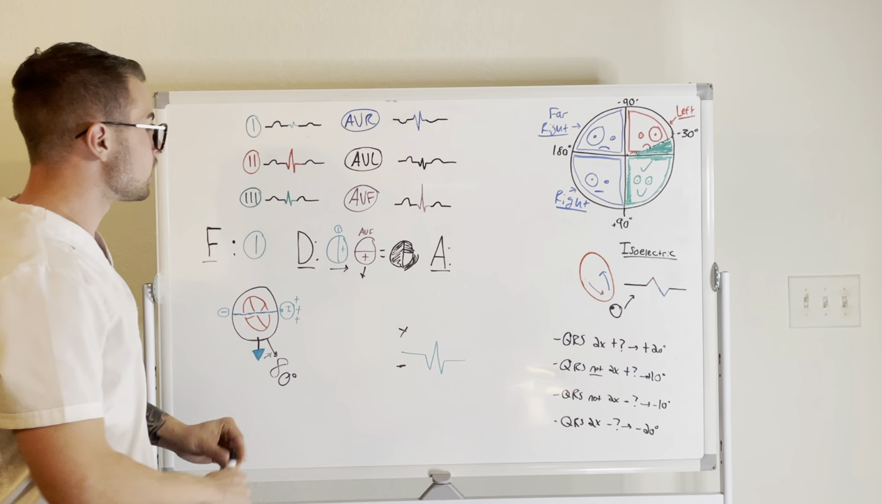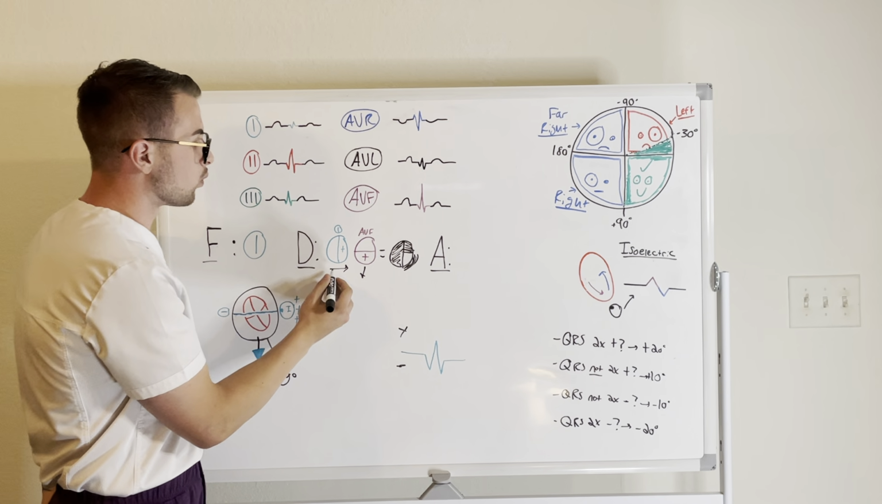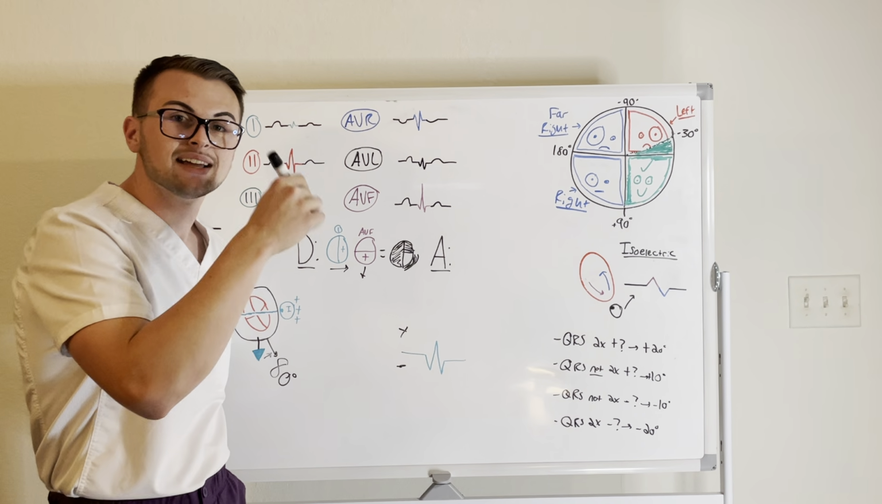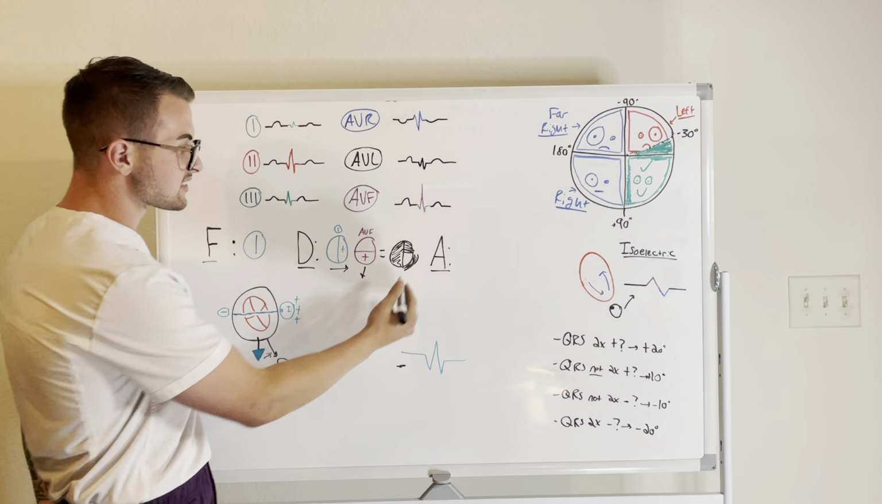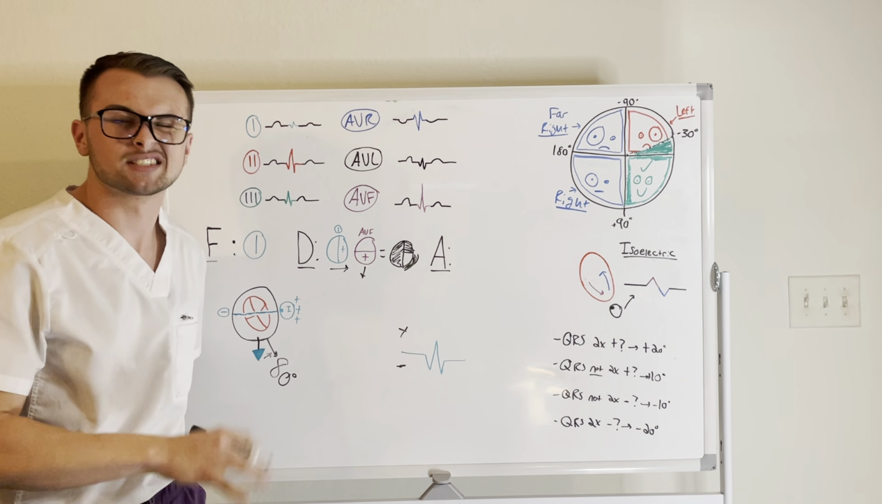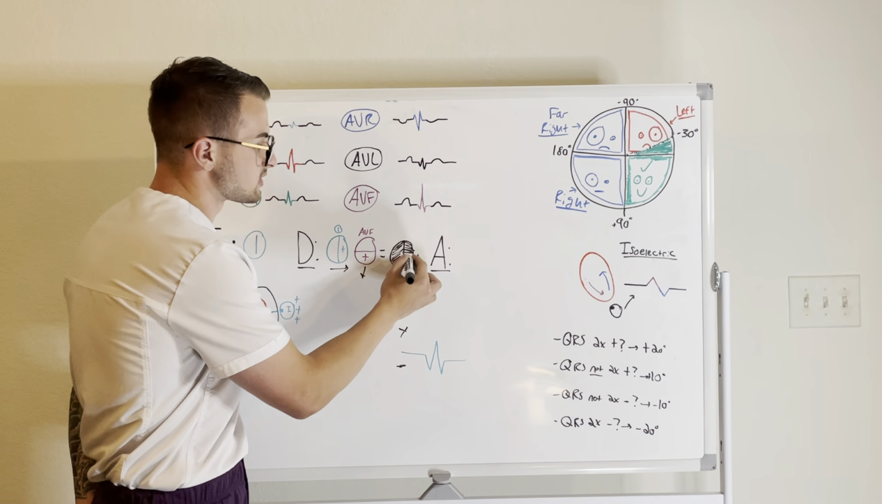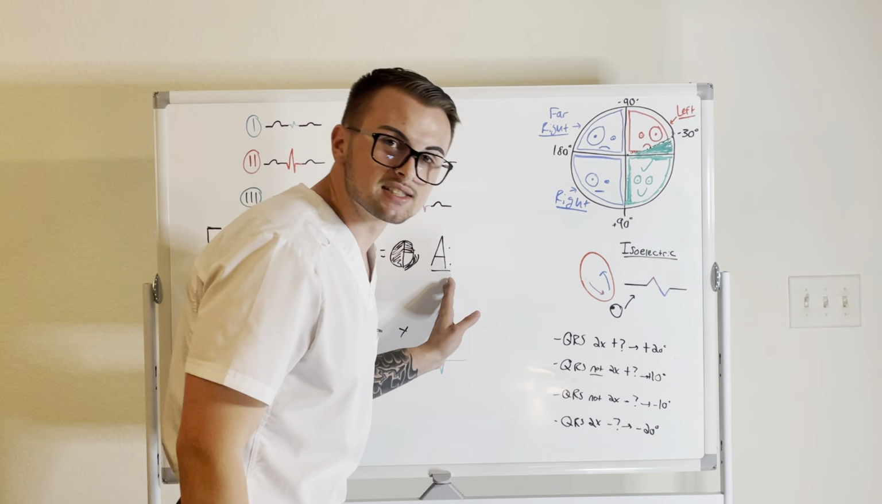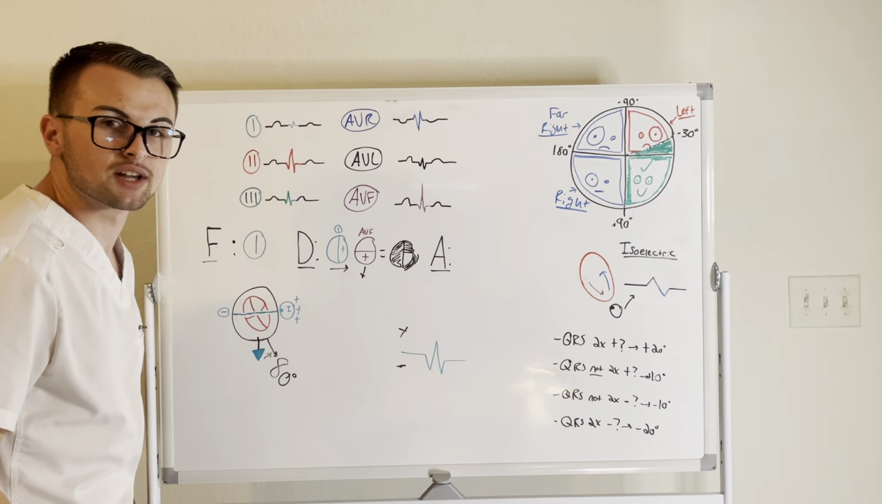So how do we do this? We know that it's positive in 1, so it's headed leftward. We know that it's positive in AVF, so it's headed downward. We know that the axis is somewhere in here. It's not very precise, but we know that it's somewhere. So now the last step that we did, we adjusted the axis based on the isoelectric lead.